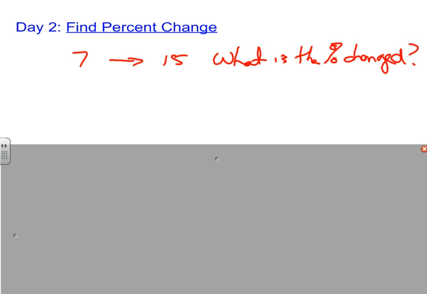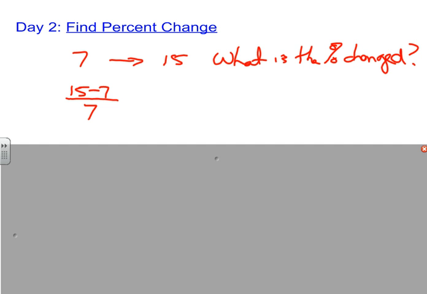Is there any other way you could figure this out? I mean, who can give it to me in a proportion or something? Emily? Well, I did p% equals 15 minus 7 over 7. So she did this: 15 minus 7 over the original. Okay, so she found, listen to this. This is the way to do it, by the way.